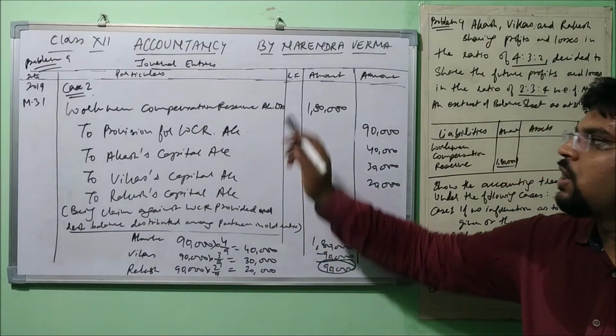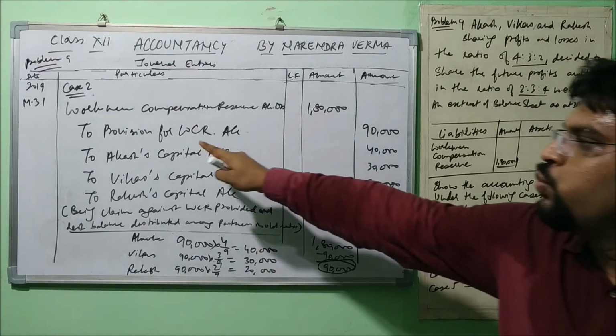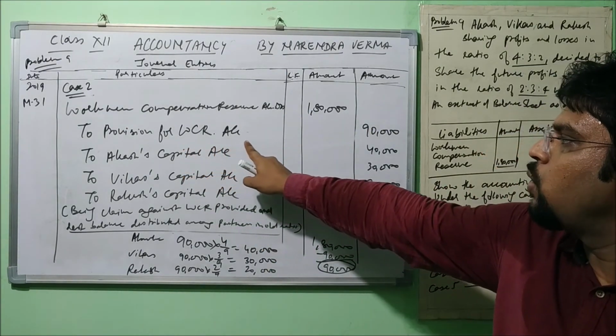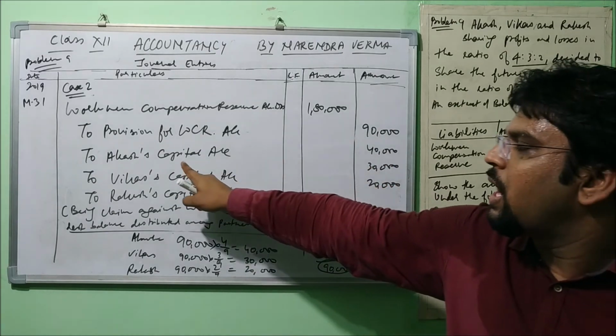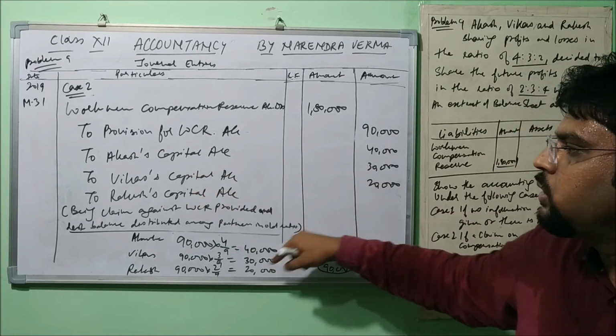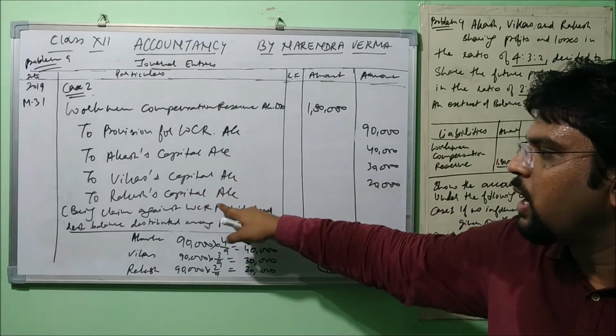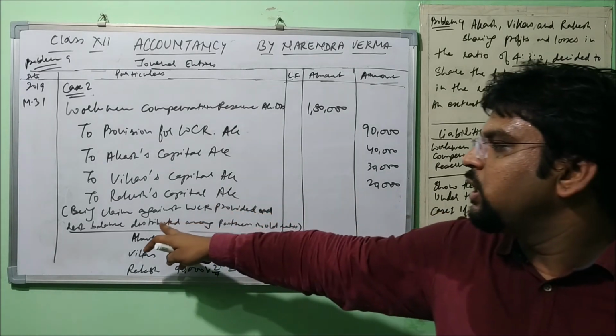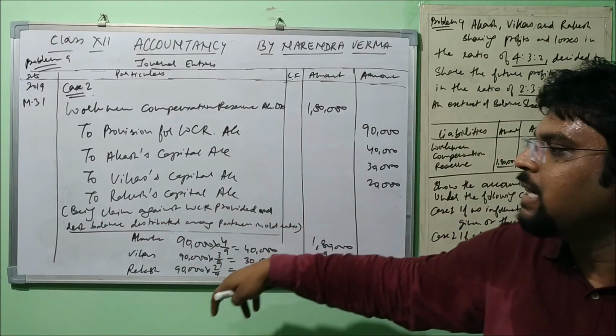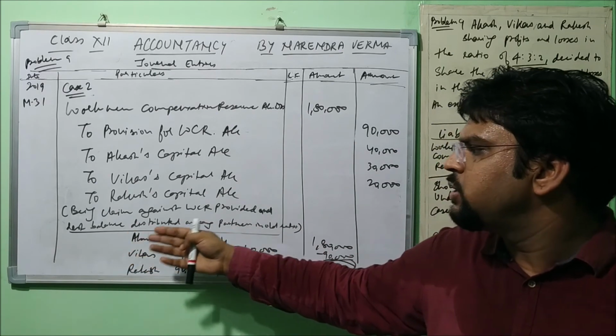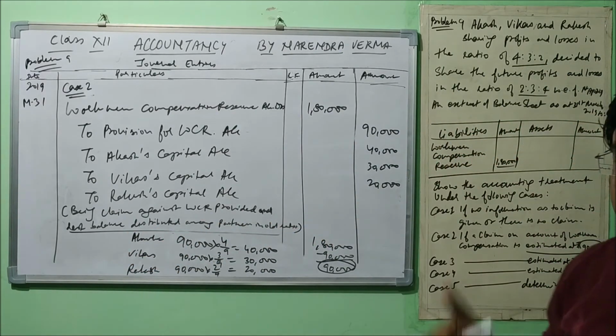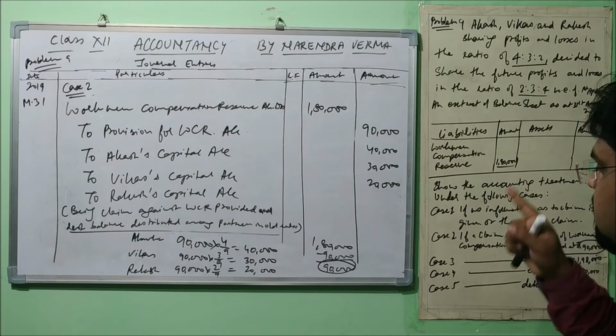Workmen Compensation Reserve account debit 1,80,000 to provision for Workmen Compensation Reserve account 90,000, to Akash capital we have calculated 40,000, to Vikas capital 30,000, to Rakesh capital 20,000, being claim against WCR provided, and the rest balance or surplus balance distributed among partners in the old ratio. Understood? Now let's move on to case 3.